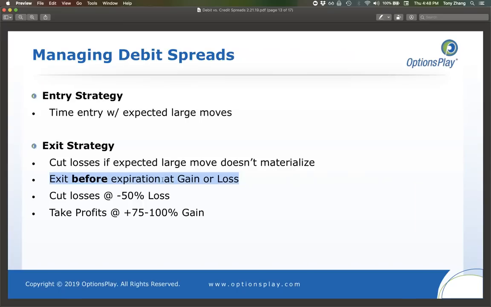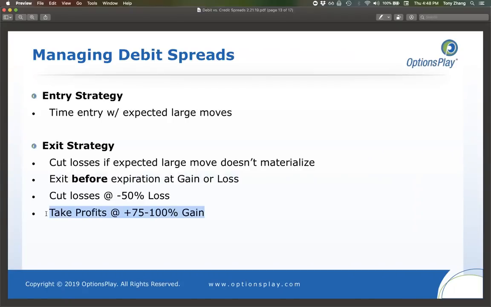But as far as exiting a trade prior to expiration, this is where the rules of debit spreads are really easy to remember, because you want to cut your losses if you've lost 50% of the debit spread, or what you've paid for. So if you paid $1 for that debit spread and it's now trading at 50 cents, time to cut your losses and move on.